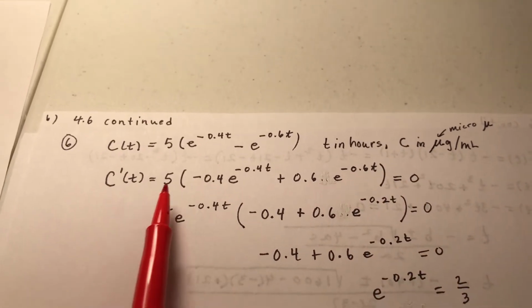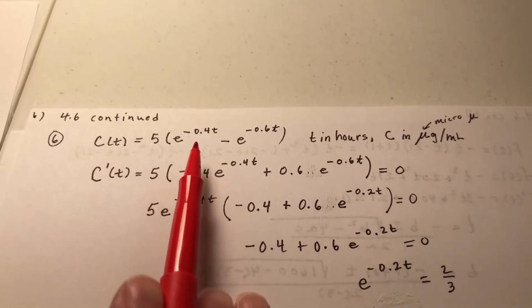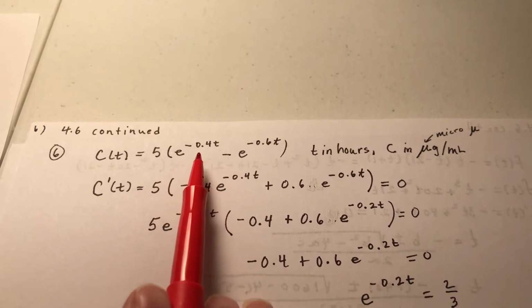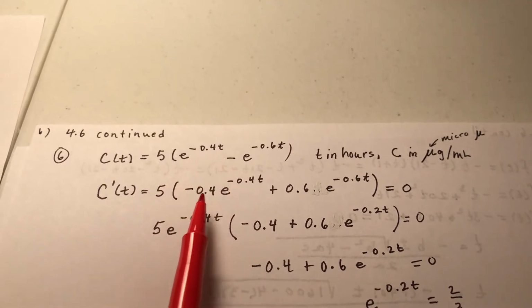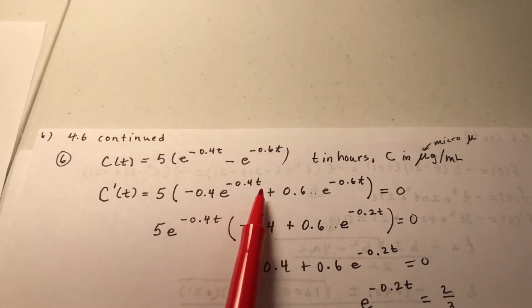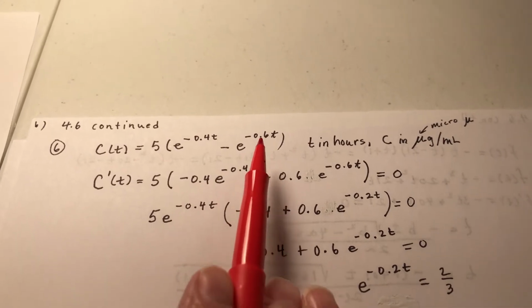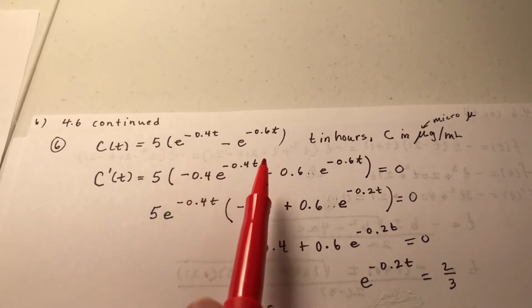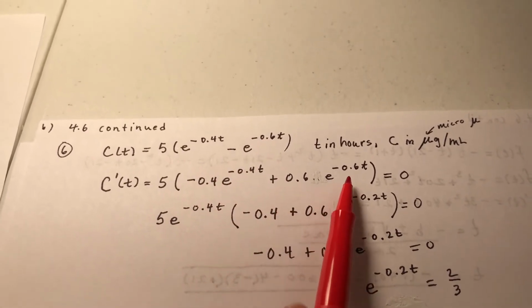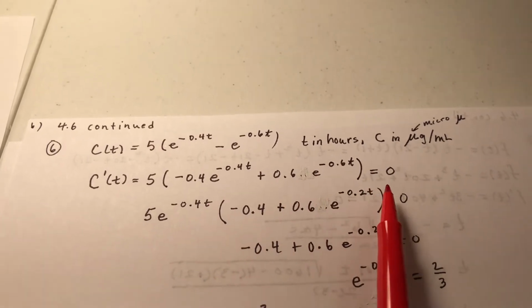We're going to take the derivative. I'm just going to leave that 5 out there. And the derivative of this is itself times the negative 0.4. So I just put the negative 0.4 e to the negative 0.4 t. It just stays the same. And then when I take the negative 0.6 times the negative, I get a 0.6 e to the negative 0.6 t. Set that equal to 0.